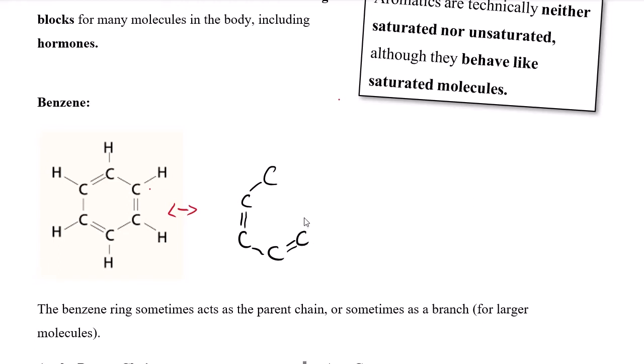So the benzene molecule looks like this as well. And the double bonds are alternating between this state and this state and this state and this state and this state and this state. And that's an idea called resonance.